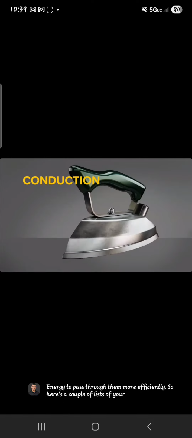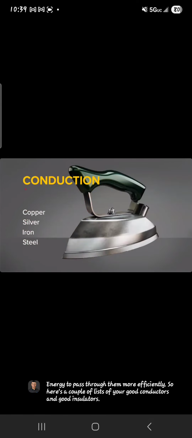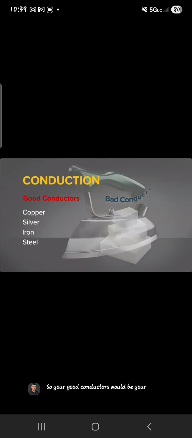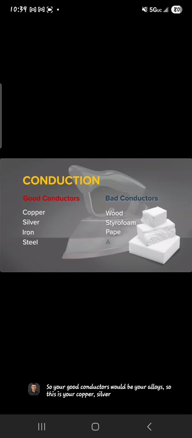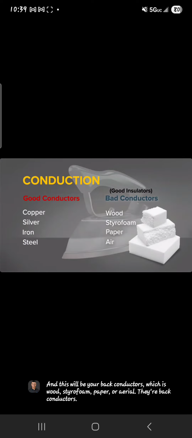So here's a couple of lists of your good conductors and good insulators. So your good conductors will be your alloys. So this is your copper, silver, iron, steel. And this will be your bad conductors, which is wood, styrofoam, paper, or air. They're bad conductors, but they're good insulators.